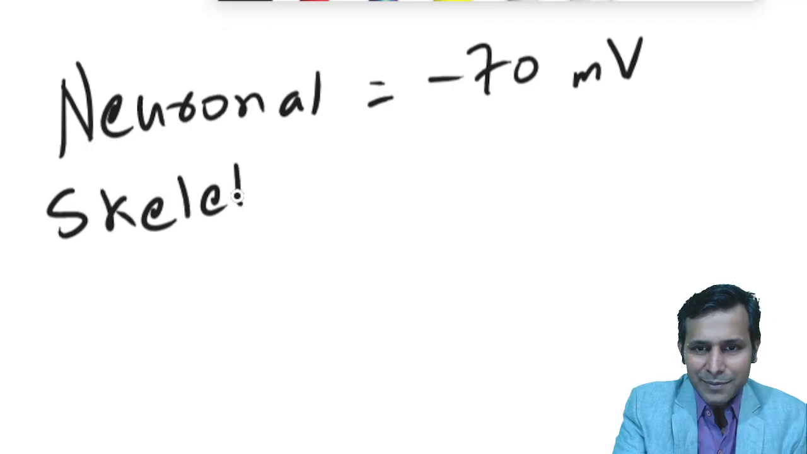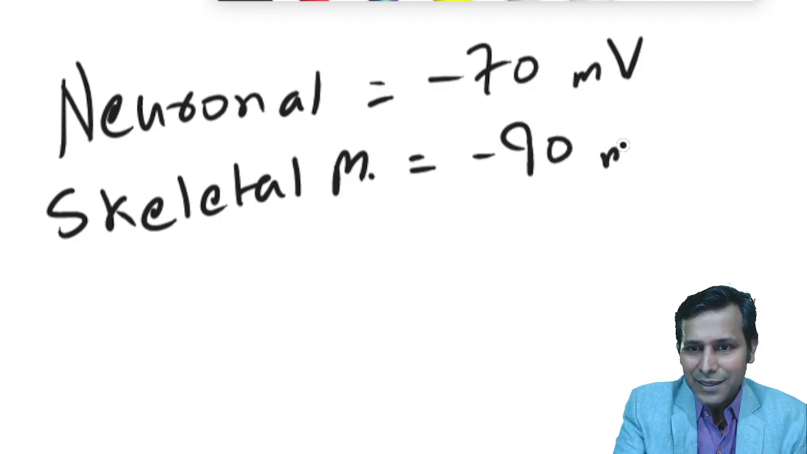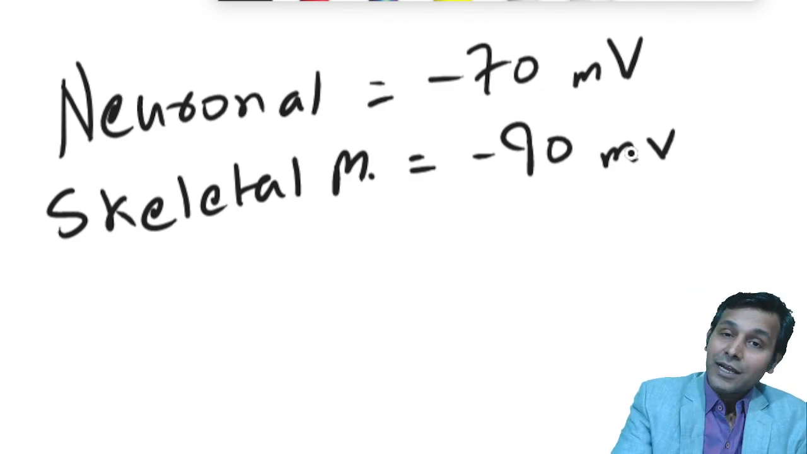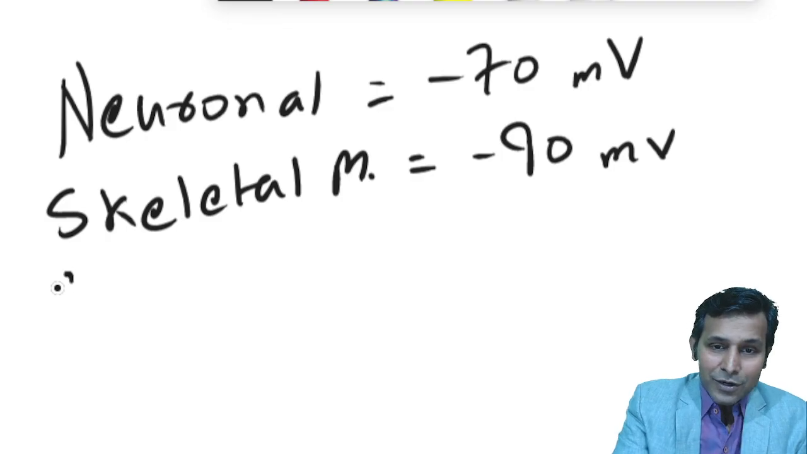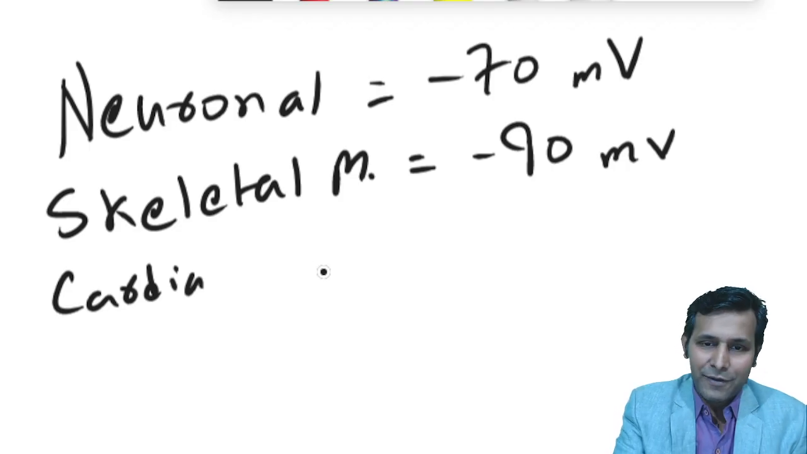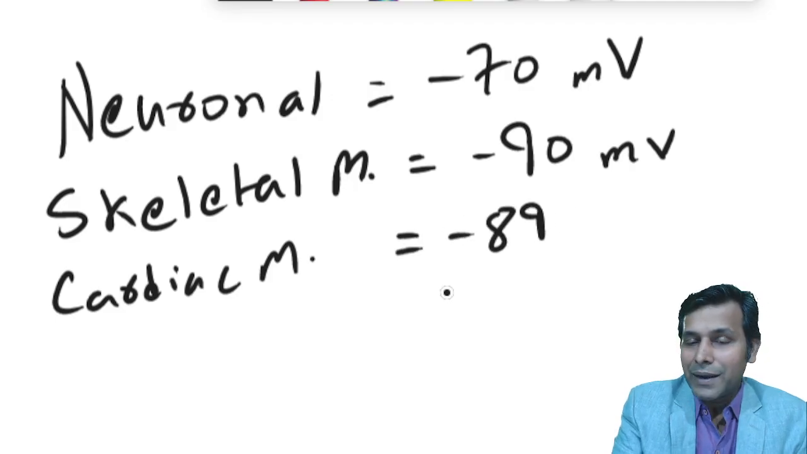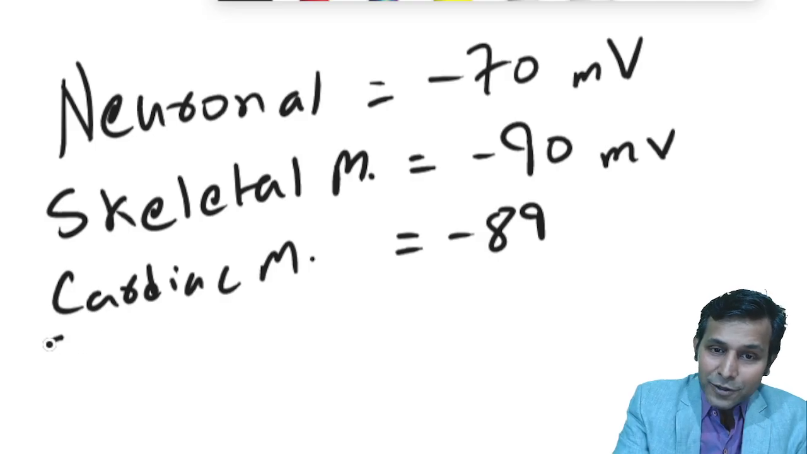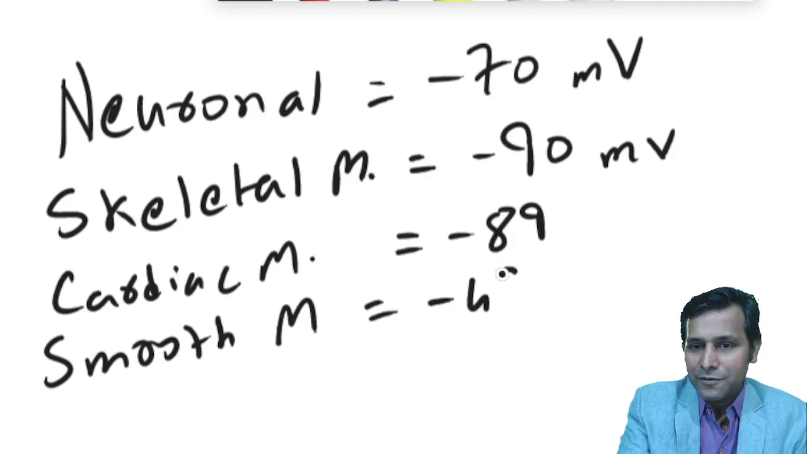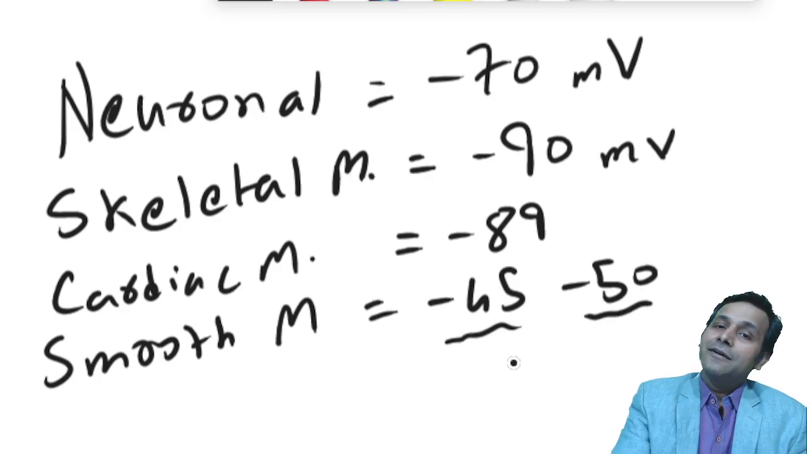For skeletal muscles, remember the RMP is minus 90 millivolts. For neuronal cell, it is minus 70 millivolt. For skeletal muscle, it is minus 90 millivolts. For cardiac muscles, that is atrial and ventricular muscle fibers, it is minus 89 to minus 90 millivolts. Whereas for smooth muscles, it is quite different here. For smooth muscles, it is minus 45 to minus 50 millivolts.